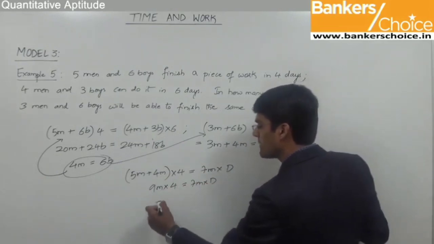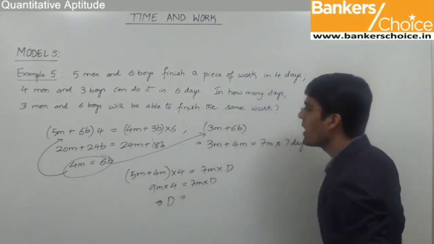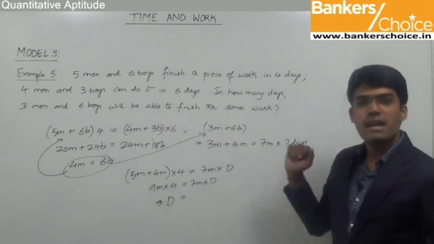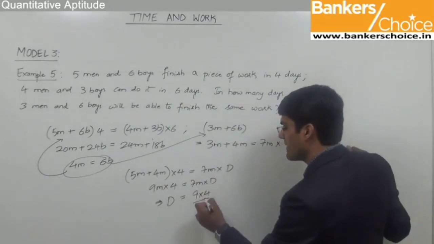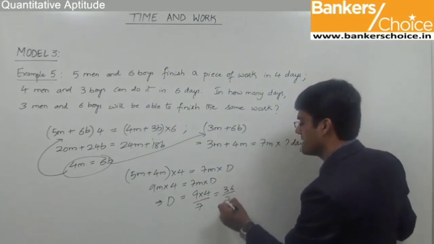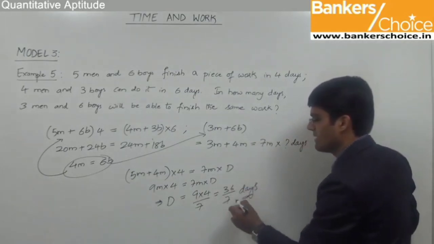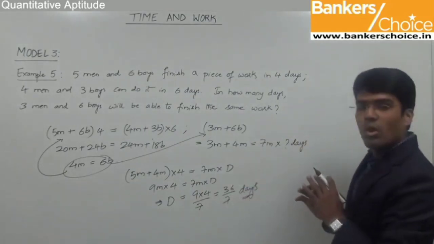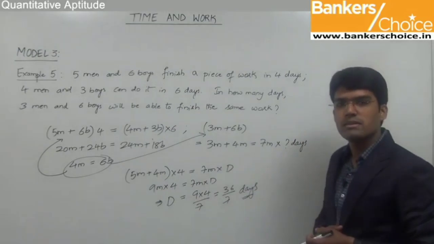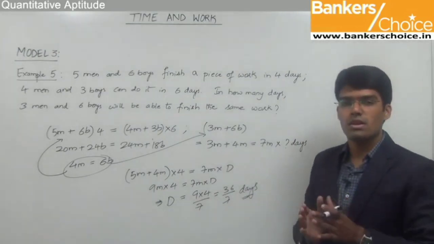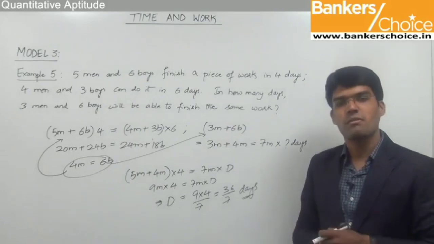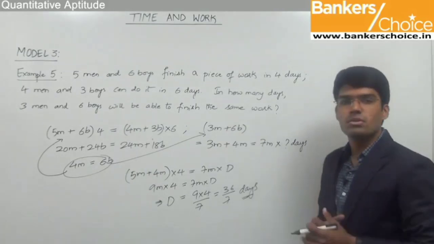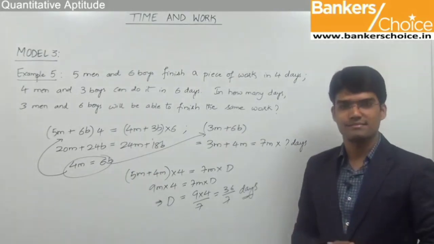So very clearly from this we can say that number of days required by 3 men and 6 boys together should be equal to 9 into 4 by 7. That is 36 by 7 days. So that's how in all these examples that we have discussed from model 3, we can always go for the concept of measurement of work in terms of number of persons into number of days, and always balance the total work to get the required answer.